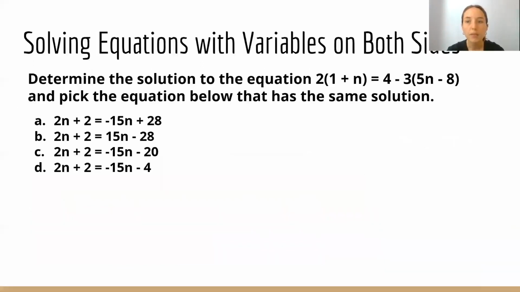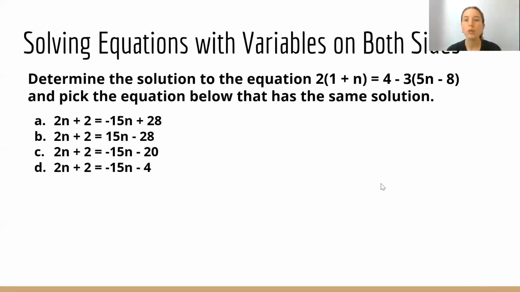Okay, now that we have the vocabulary, we're going to move on to the actual content. And so I'm going to model how we actually solve an equation that has variables on both sides. So consider the following problem. Determine the solution to the equation 2 times the quantity 1 plus n equal to 4 minus 3 times the quantity 5n minus 8. And pick the equation below that has the same solution.